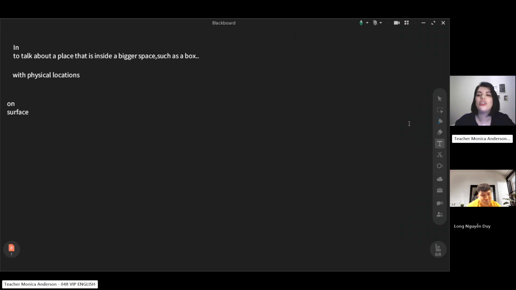And of course for public transport we use on. So on the bus, or on the plane, or on the train. And especially it can also be used for lines, like rivers, borders, streets, so lines and islands. For example, on the river, on the street, on the border of.